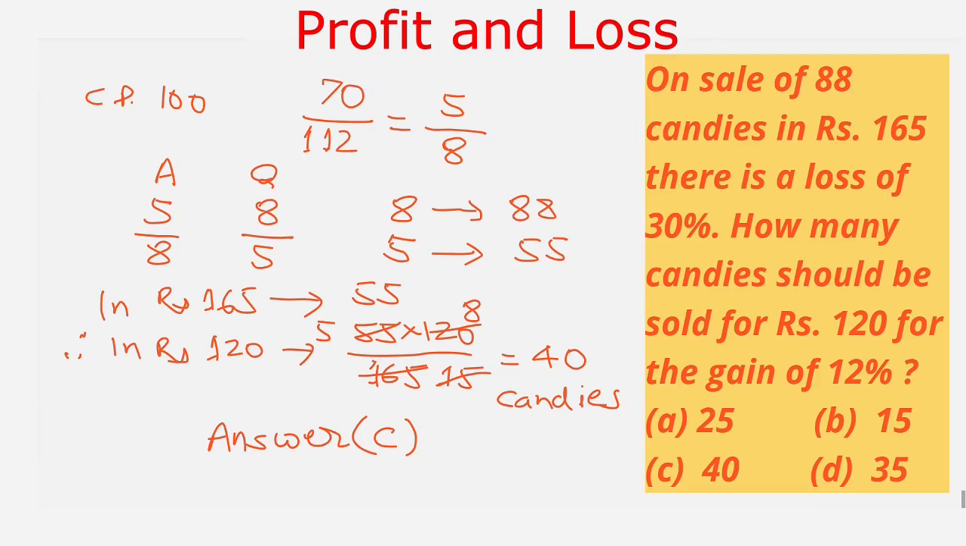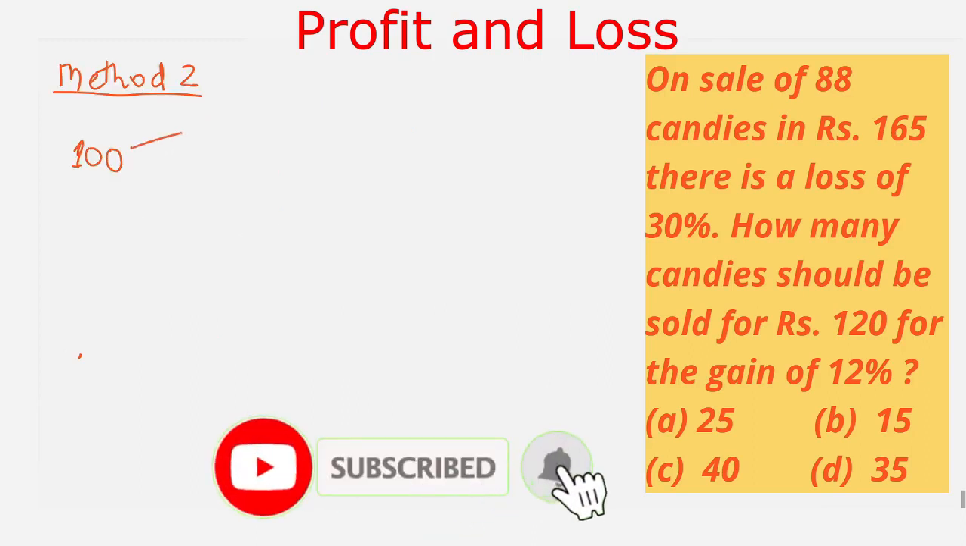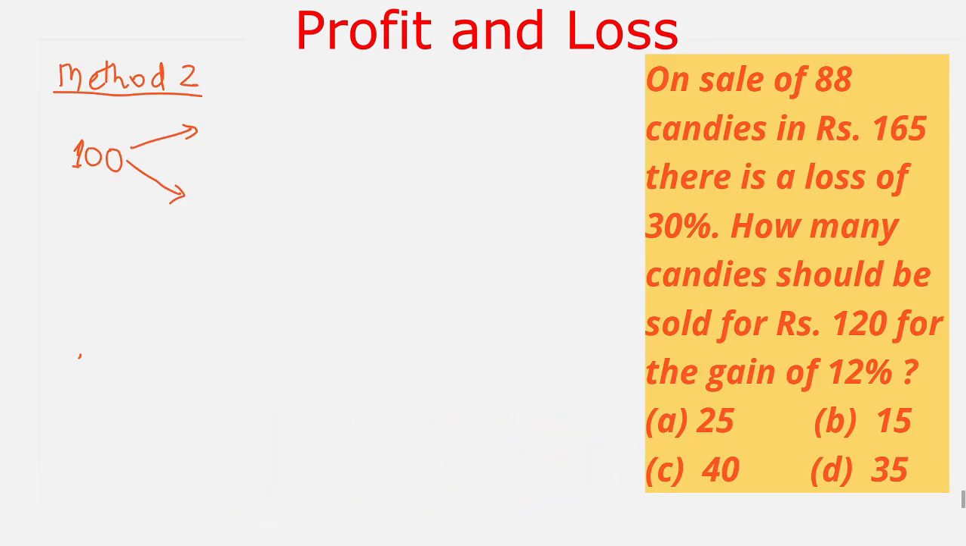Now we solve the same question by method number 2. Let our cost price be 100. Earlier it was sold at a loss of 30%. It means that the selling price was 100 minus 30 is 70. And later we want the gain of 12%. Then the selling price should be 112. 100 plus 12 is 112. Now this 70% amount is equivalent to rupees 165, as we were selling 88 candies in rupees 165.